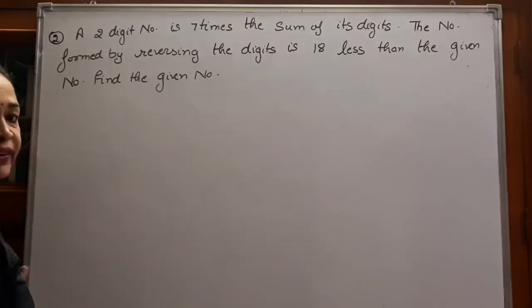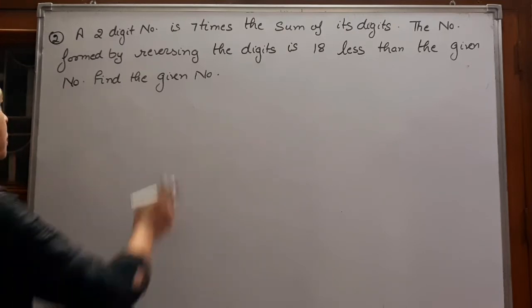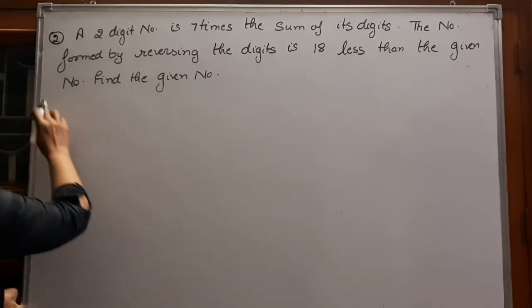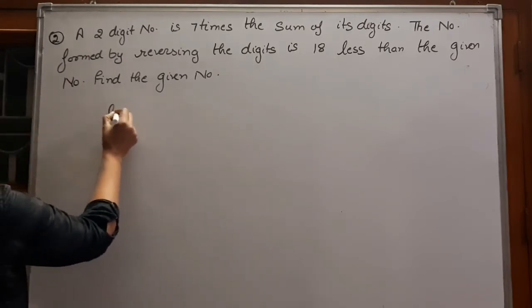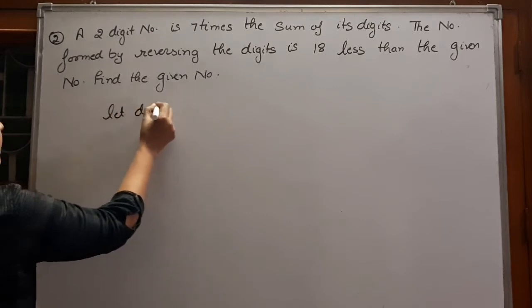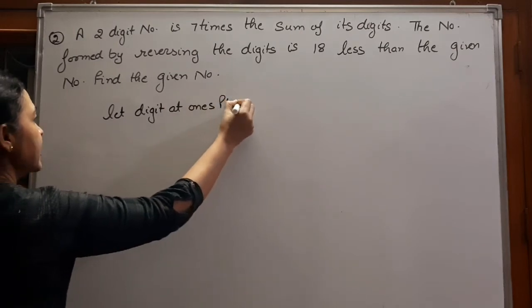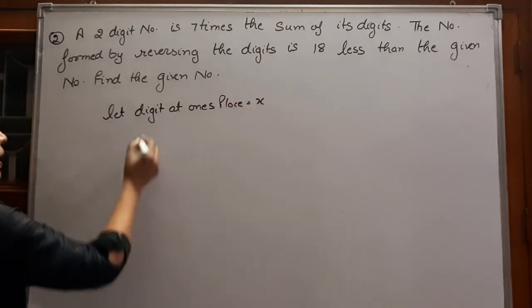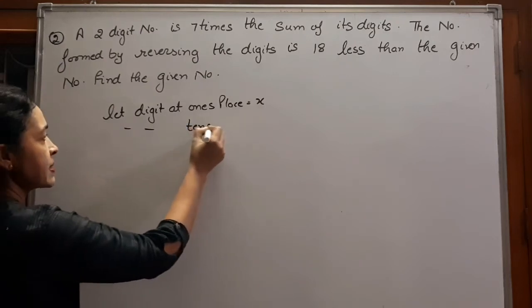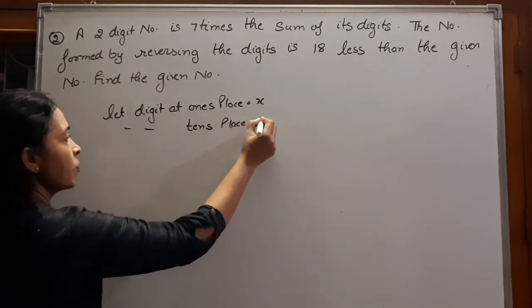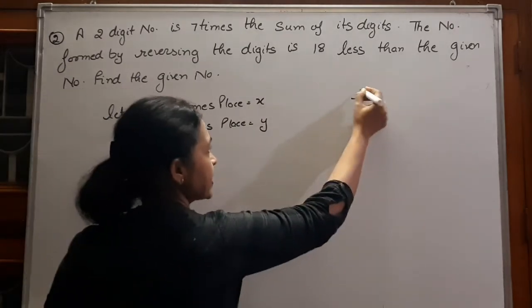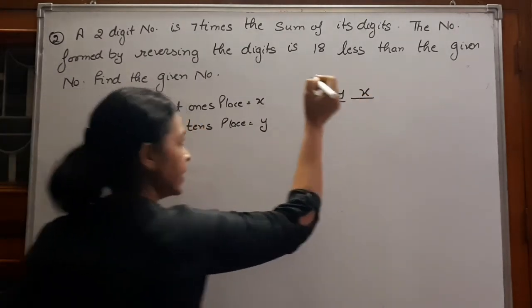A 2-digit number is 7 times the sum of its digits. The number formed by reversing the digits is 18 less than the given number. Find the given number. But in this type of question, some steps that we will do in the starting are: let the digit at ones place be x and the digit at tens place be y. Here we have x at ones place and y at tens place.